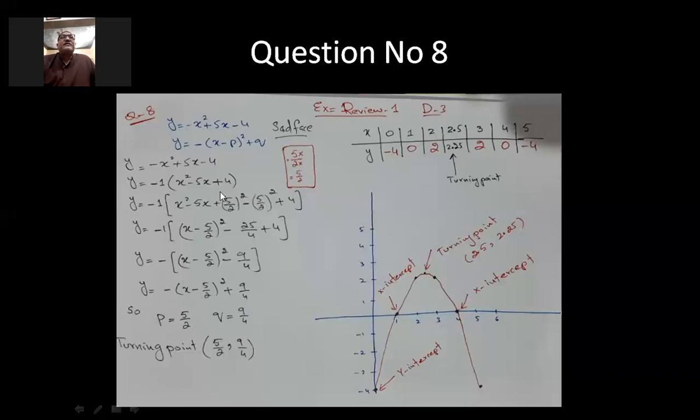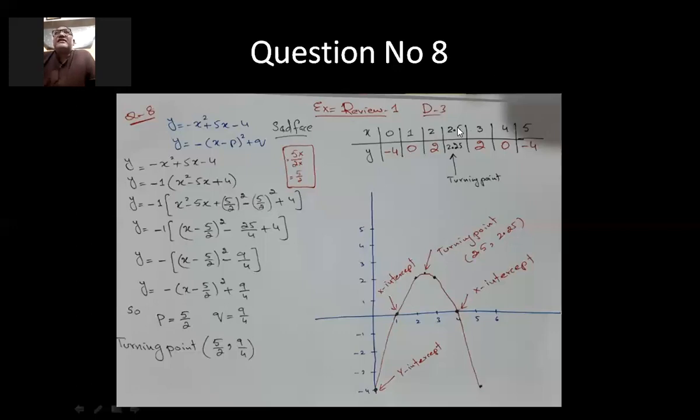So it means the value of p, or the turning point, is 5 by 2. And the y value of the turning point is q, which is 9 by 4. Now you know 9 by 4 means 2.25, 5 by 2 means 2.5. So now I know the turning point. You know the graph is symmetrical. The quadratic graph is symmetrical about the turning point.